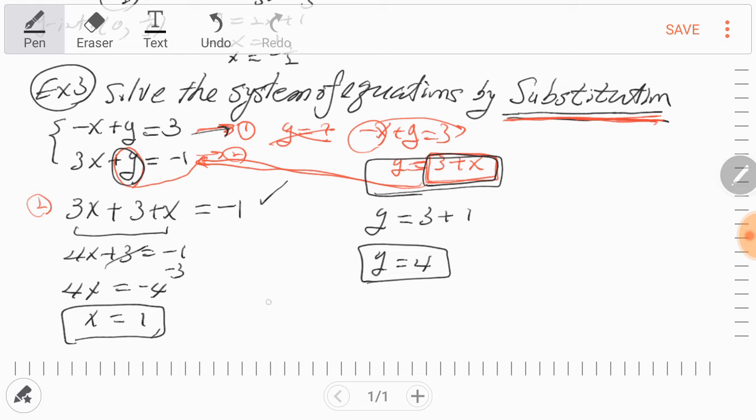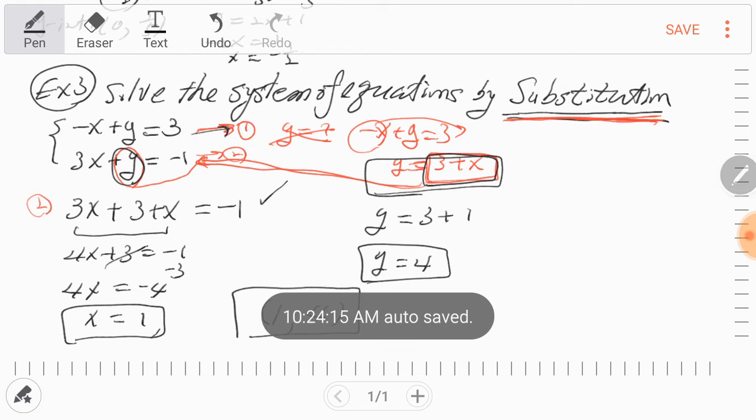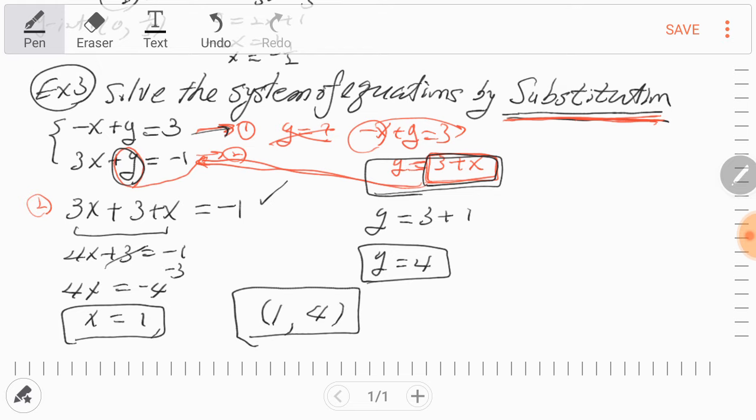So we got both the x value and the y value. So the solution is, okay, let's write the solution as an ordered pair: x equals 1, y is 4. So this is the solution of the system of equations. So substitution is really simple. Rewrite one of the equations in terms of x or in terms of y. Then substitute that expression into the other equation.